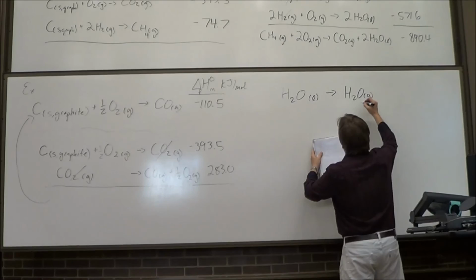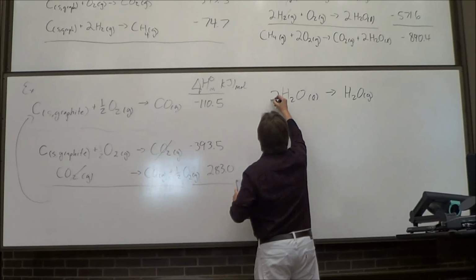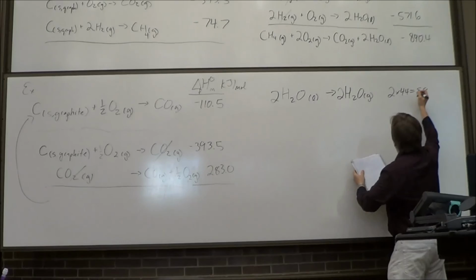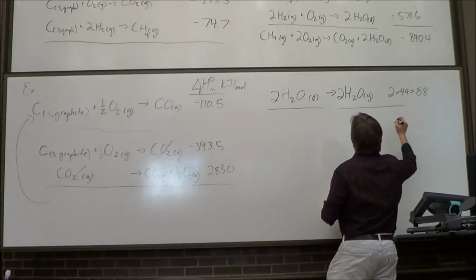And again, this is at STP. And I better put down two of them, otherwise it doesn't balance. And this ends up being 44 times 2. Again, you actually talked about this last time, so I just want to remind you. And so then the net is CH4.